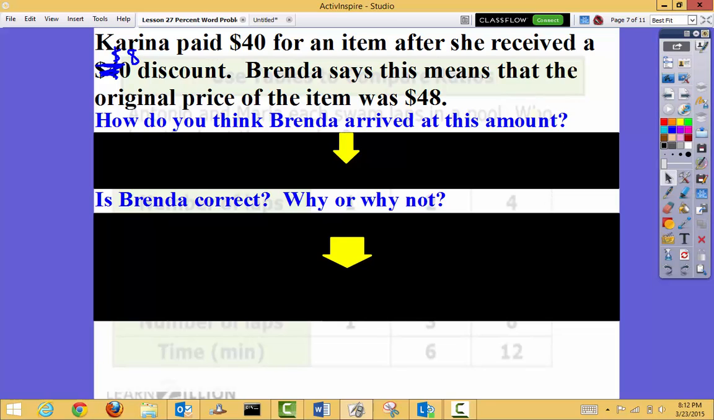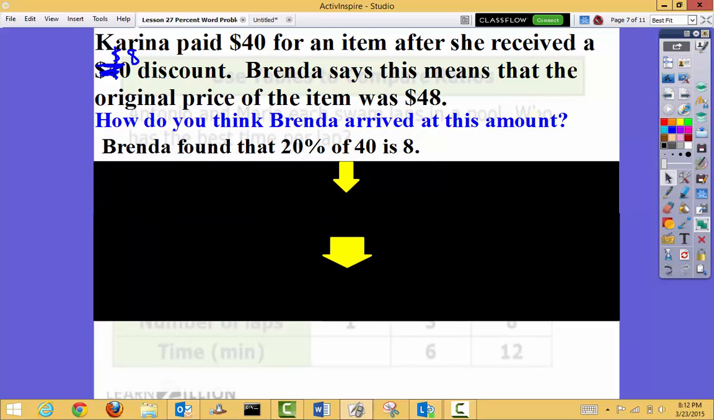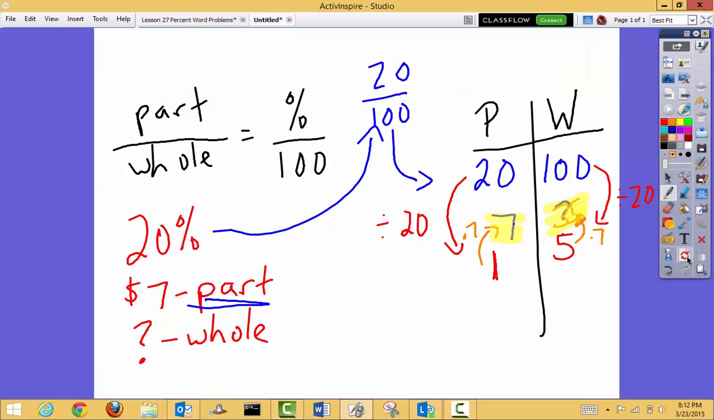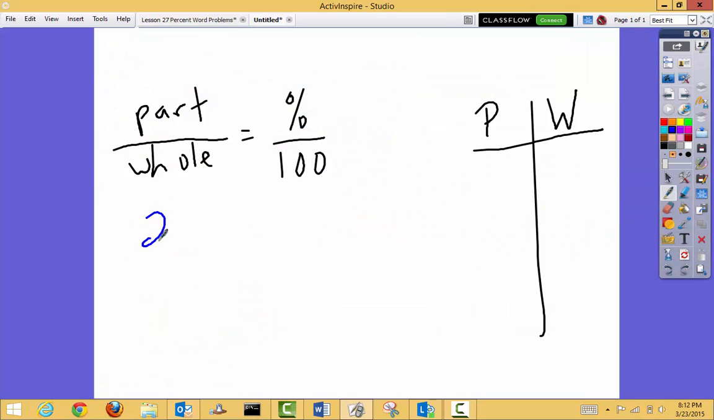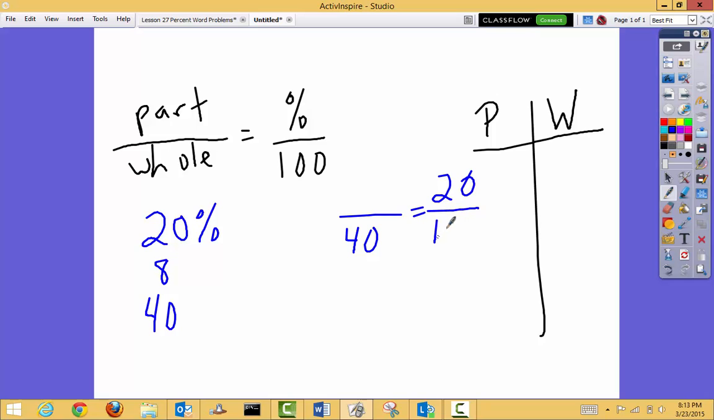How do you think she arrived at this answer? So those are two things. So first, how do you think she arrived at this answer? Well, I know. Brenda found that 20% of 40 is 8. If you're unsure, let's look over here. I have 20%, 8, and 40. Well, what is 20% of 40? Well, let's check. My whole would be 40. My percent is 20 over 100.